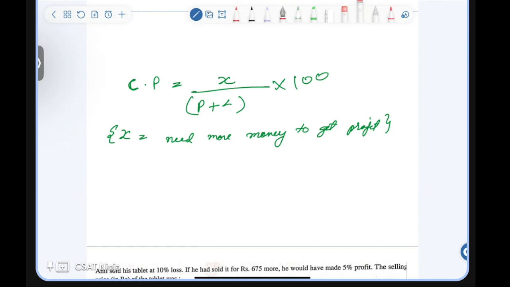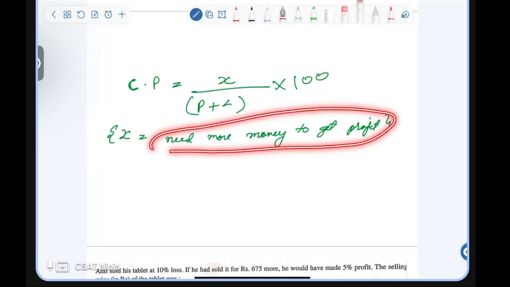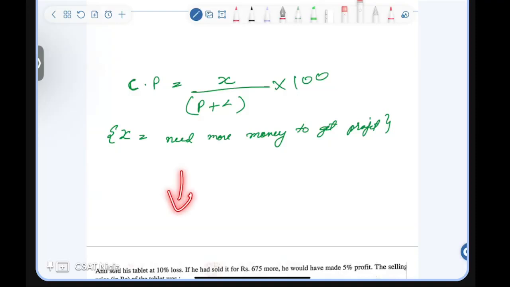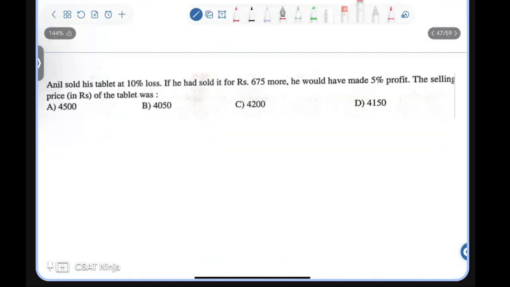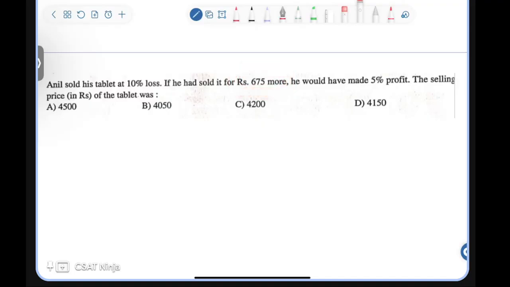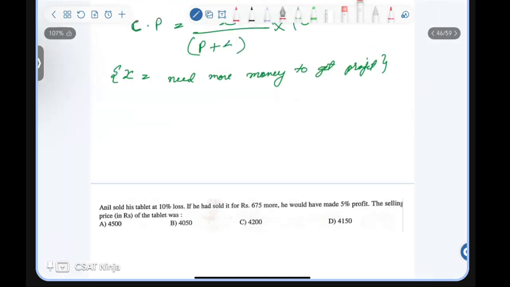This formula is used when you are selling something at a loss and you need some more money to get a certain percentage profit. So let's read the question so you understand. Anil sold his tablet at 10% loss. That means Anil is selling his tablet at 10% loss. But if he had sold it for 675 more, that means if he had increased the price by 675, then he would have gained 5% profit. In this type of question, we use this approach, okay?